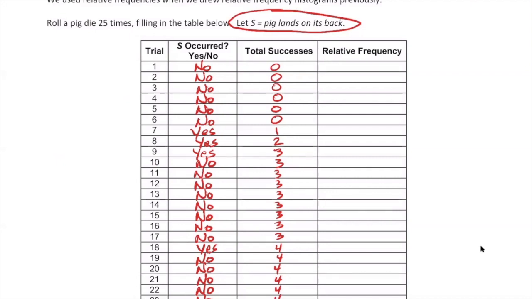Now, the relative frequencies are the successes divided by the number of trials. So let's go ahead for relative frequency. I'll define that here. It's the number of successes divided by the number of trials.